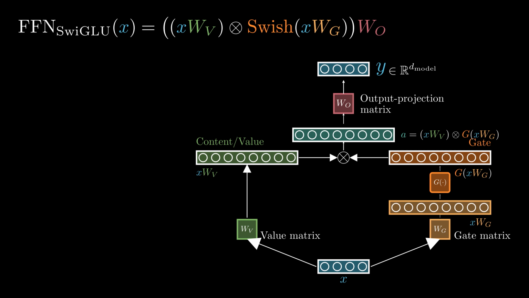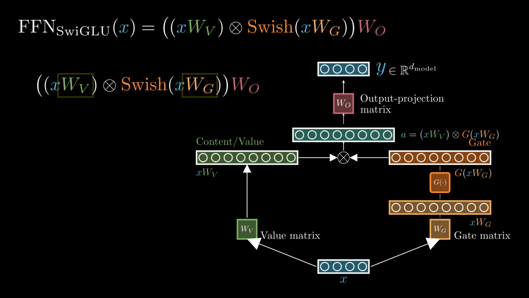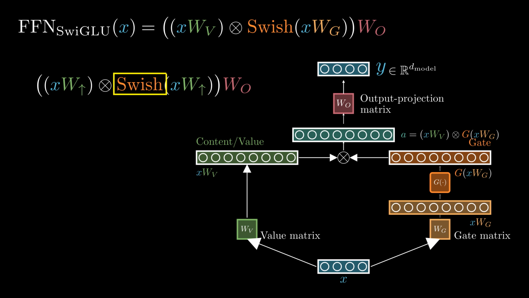For even faster training and more efficient inference, we can simplify the GLU-based activations. First, we replace the separate content and gate matrices with a single shared up projection matrix WUp. Then we replace the smooth swish activation with ReLU. ReLU produces sparse activations, improving computational efficiency by reducing the number of active neurons.